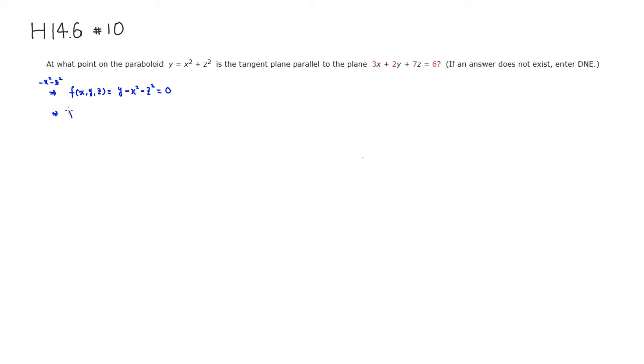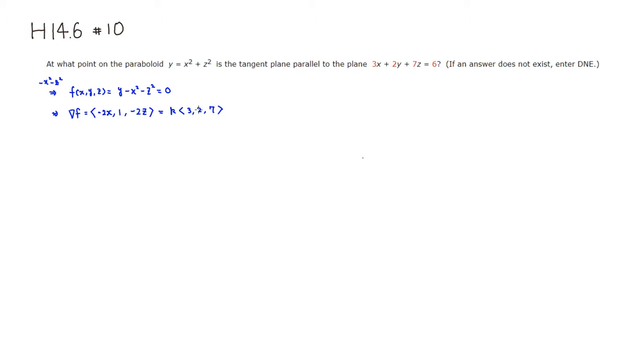So the gradient of f is going to be, partial of this with respect to x would be negative 2x, partial with respect to y would be 1, and partial with respect to z would be negative 2z. So we got that. And we want this to be parallel to this normal vector, so it has to be a multiple. I'm going to put k times (3, 2, 7).